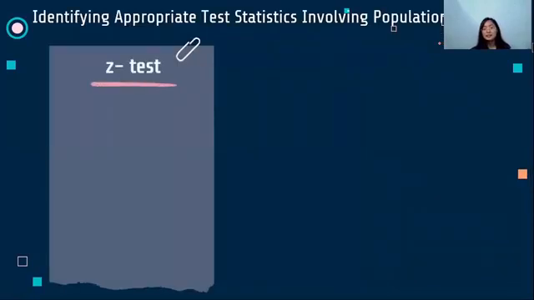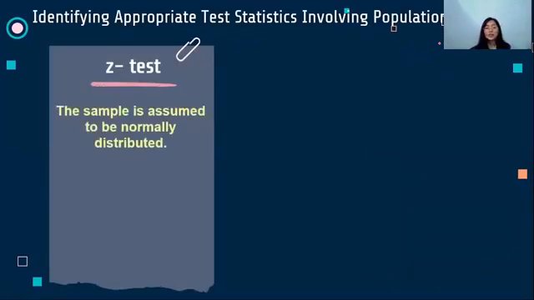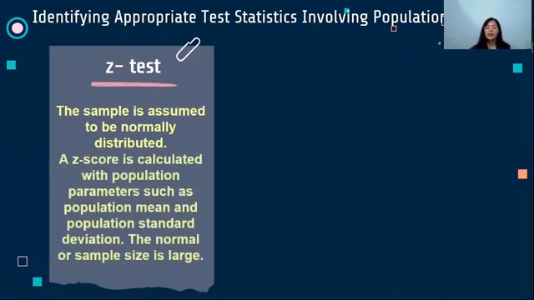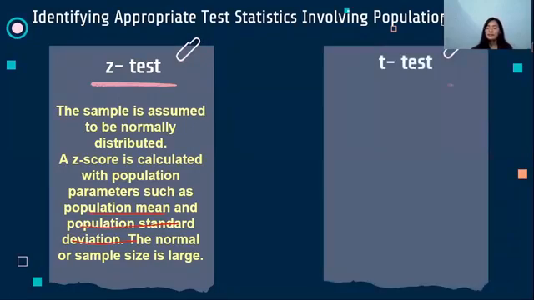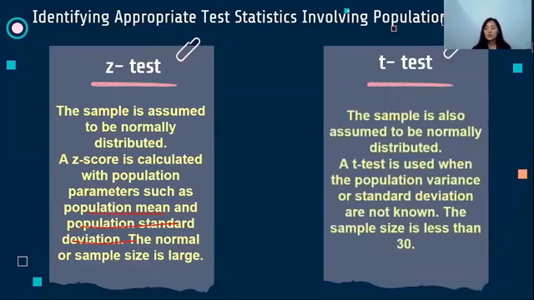Again, when we say the z-test, the sample size here is assumed to be normally distributed. And the z-score is calculated with population parameters such as population mean and population standard deviation, right? And the sample size here is large. And for the t-test, the sample is also assumed to be normally distributed. A t-test is used when the population variance or standard deviation are not known. So take note of that. The sample size is less than 30.